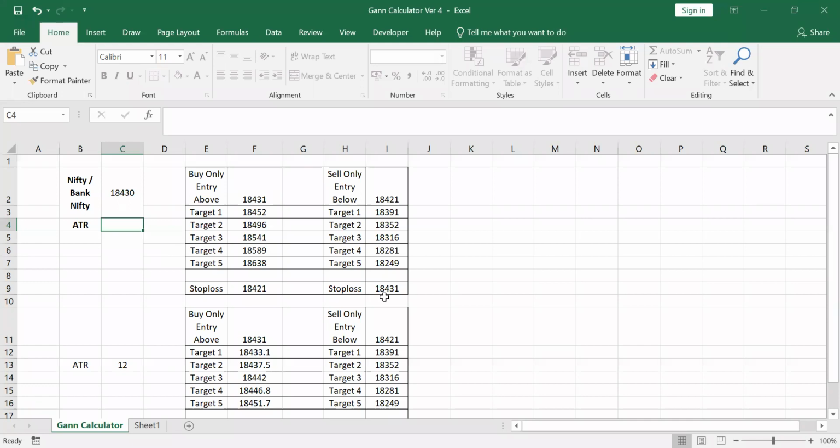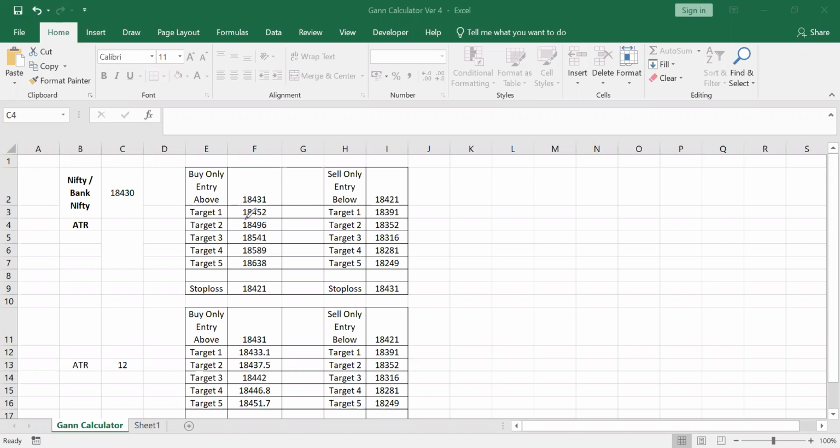Nifty was very strong. And you need to observe this. As long as it is above 431, it should be in this range of 431 to 452. Once it starts moving above this, it has to be between 452 and 496.